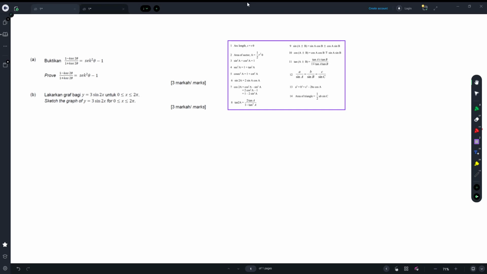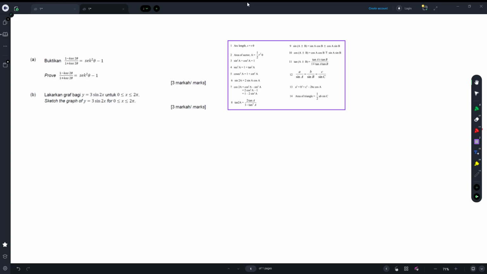Hello everyone. In this video, I'm going to show you how to do proving type of question for trigonometry. So let's jump into part A of the question. Prove 1 minus cos 2 theta divided by 1 plus cos 2 theta is equivalent to secant square theta minus 1. So this is the question. How to prove this is very simple.